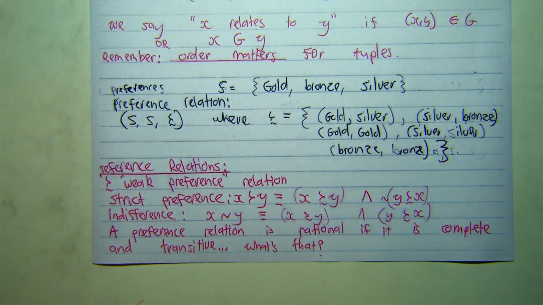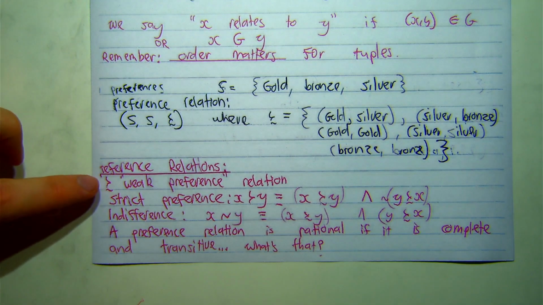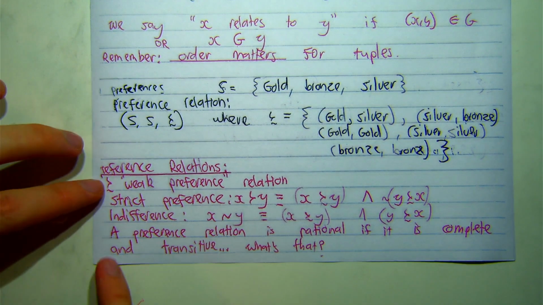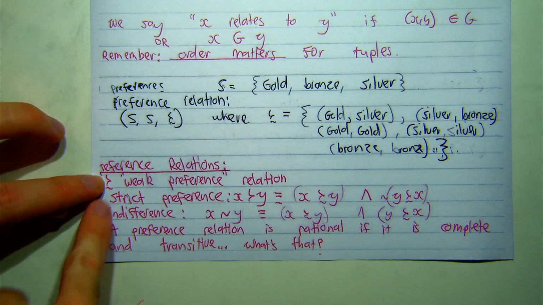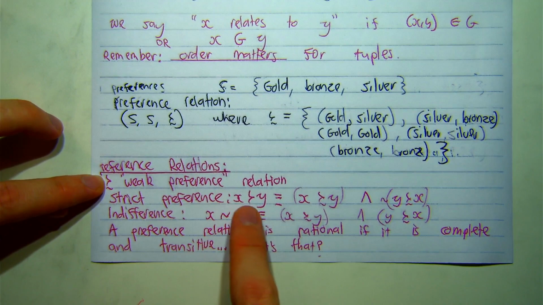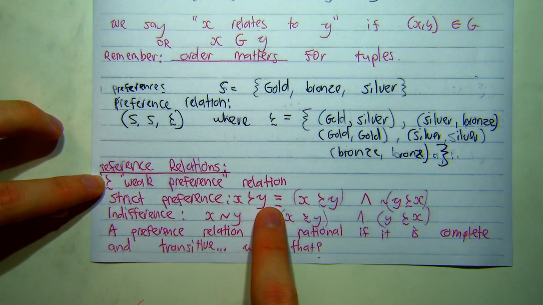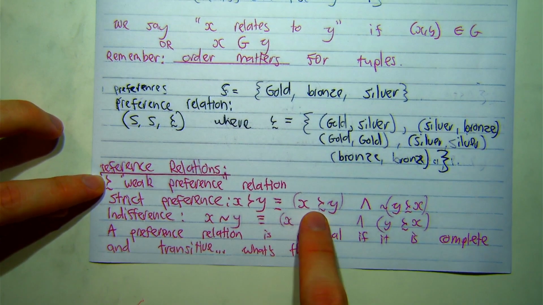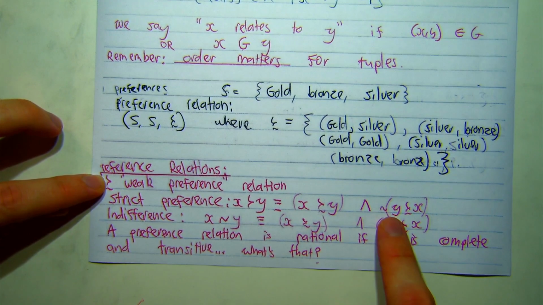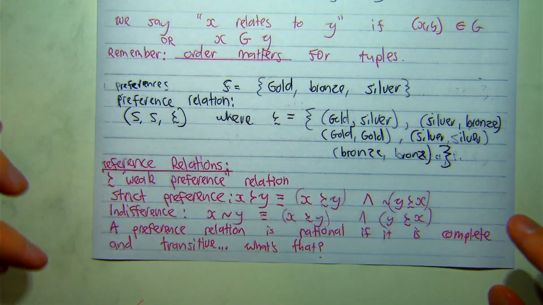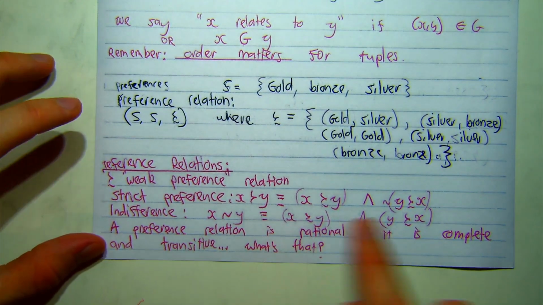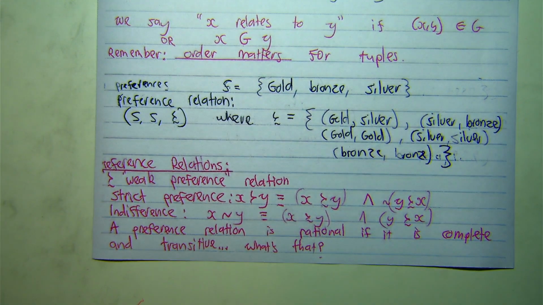In terms of microeconomic preferences, you have the weak preference relationship, and then a lot of relationships that generate from that relationship. So the strict preference, X relates to Y, is defined as X being weakly preferred to Y and not Y being weakly preferred to X. Indifference is defined as both X and Y being weakly preferred to each other. A preference relation is rational if it's complete and transitive.